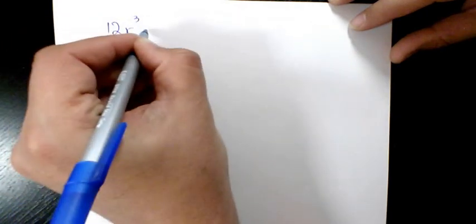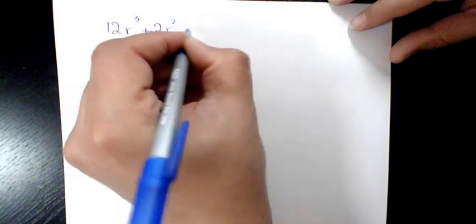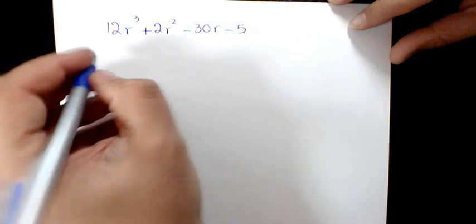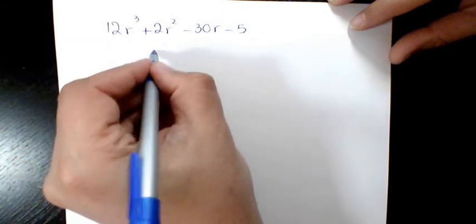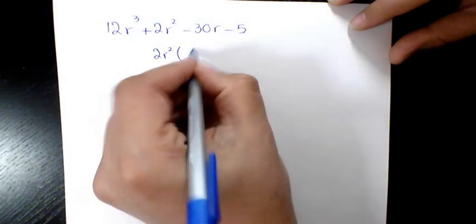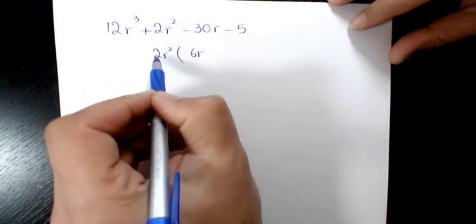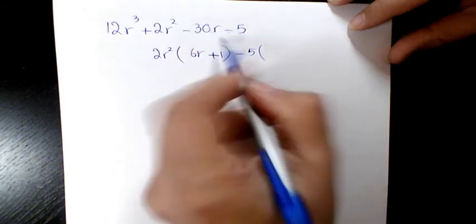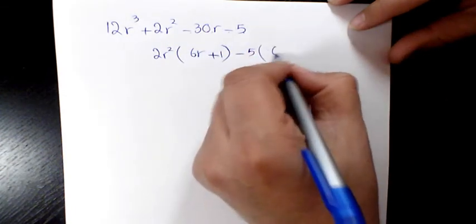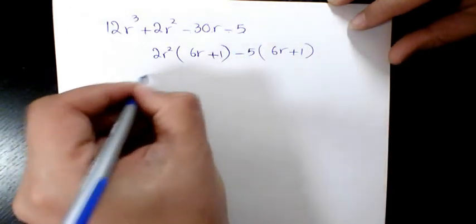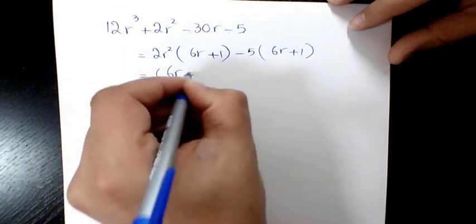Next one is 12r cubed plus 2r squared minus 30r minus 5. You factor 2r squared here, and then 12r cubed divided by 2r squared is going to be 6r. 2r squared divided by 2r squared is going to be positive 1. Negative 30r minus 5, you factor negative 5. Negative 30r divided by negative 5 is going to be 6r. Negative 5 divided by negative 5 is going to be plus 1. Then you factor 6r plus 1.